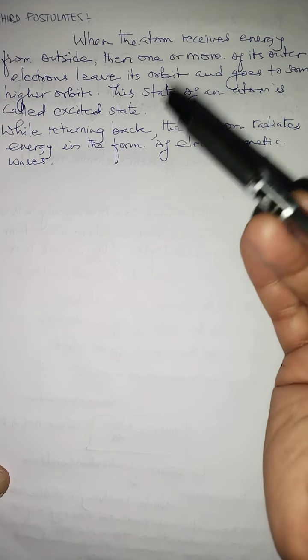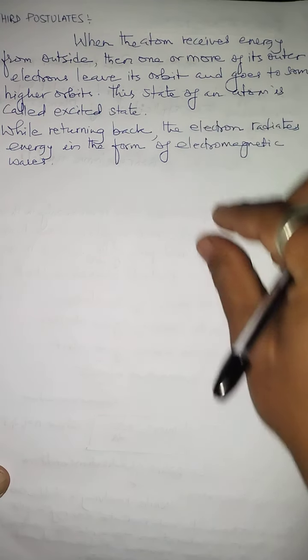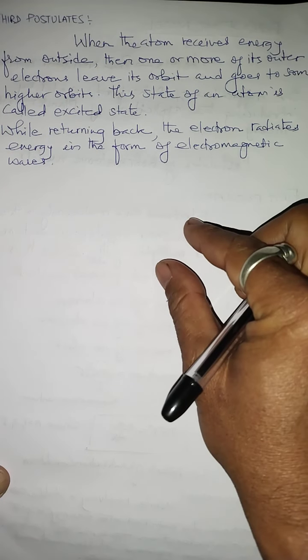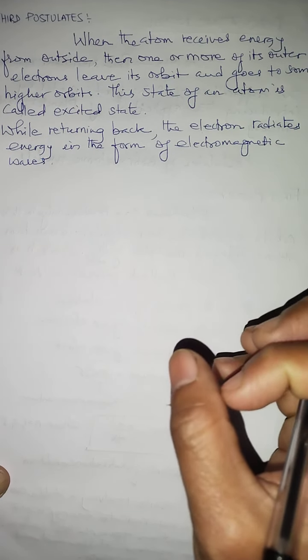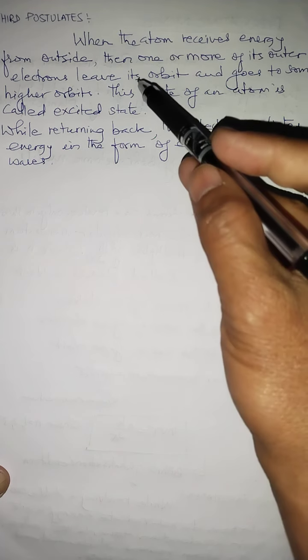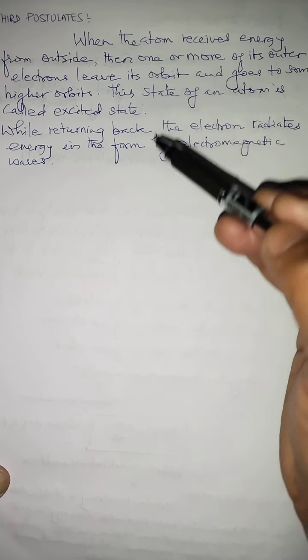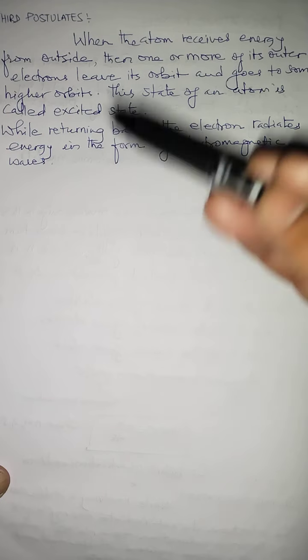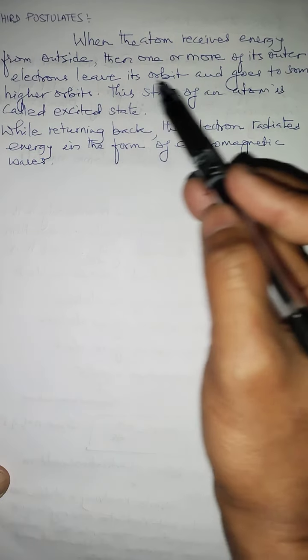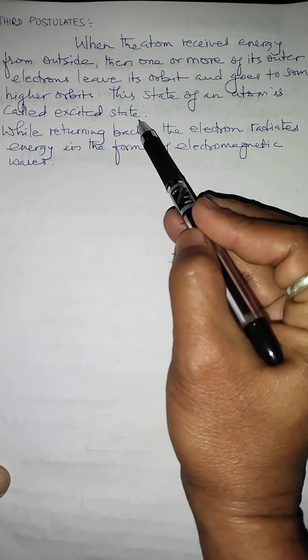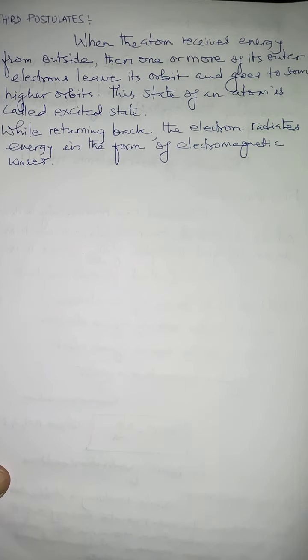Why does the electron leave the orbit? Because those electrons which revolve in the outer orbits are not strongly attracted by the nucleus, that's why they can just leave the orbits, and they may go to some higher orbit. So when an electron leaves an orbit and goes to a higher orbit, in that case the atom always remains in the excited state.